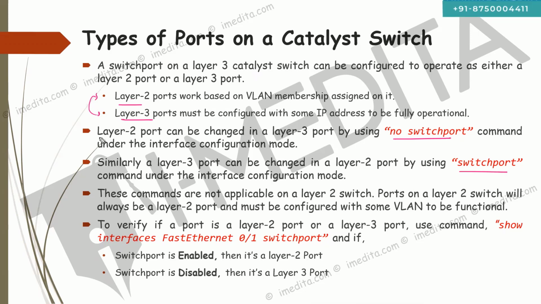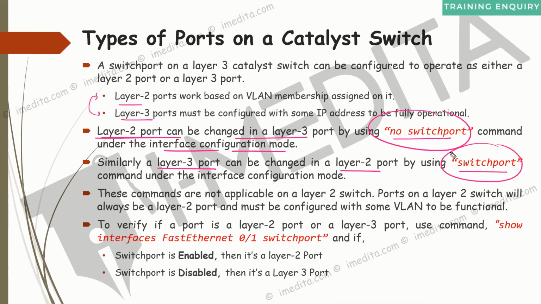So if you go to the layer 2 port and you want to change it to the layer 3 port, you can use the command no switchport, and the port is going to be changed from the layer 2 port to the layer 3 port. This configuration has to be done under the interface mode. And if you want to change the layer 3 port into the layer 2 port, you have to use the command switchport under the interface mode, and the port is going to be changed from layer 3 to layer 2.